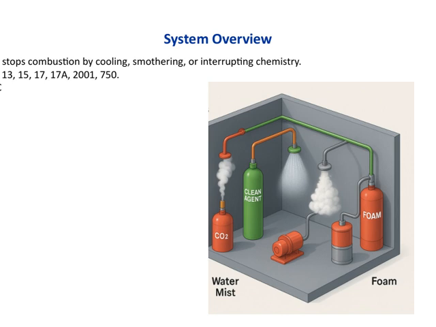When it comes to regulations, there are several important codes to keep in mind, including NFPA 12, 13, 15, 17, 17A, 2001, and 750. These standards guide the design, installation, and maintenance of fire suppression systems, ensuring safety and reliability.